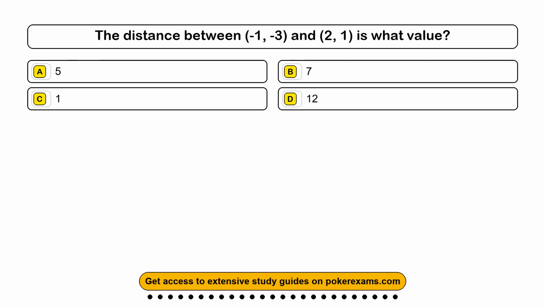Question 16. The distance between -1, -3, and 2, 1, is what value? Option A, 5. Option B, 7. Option C, 1. Option D, 12.